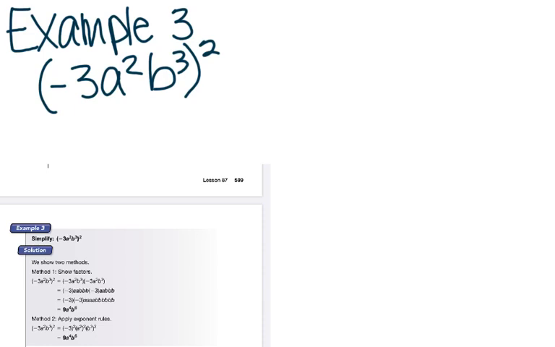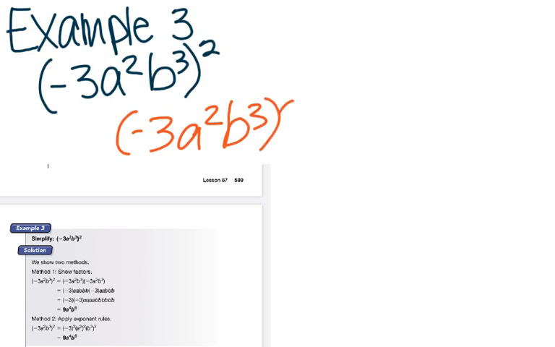All right, welcome back, and we are finally on the last example. Negative 3a squared b cubed, all raised to the second power. There are two ways to look at this problem, and we will go through both ways. First, a simple way to see it, but more work in the long run, is to look at it as one long multiplication problem. So you can see that I've got negative 3a squared b cubed multiplied by negative 3a squared b cubed. It's just the same term, because it's multiplied by itself. It's squared.